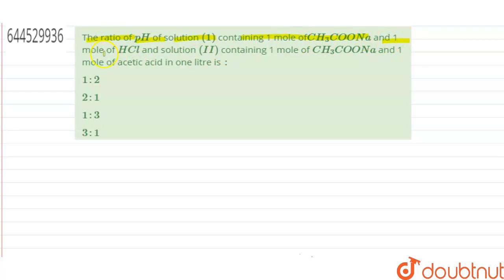The question given here is: the ratio of pH of solution 1 containing 1 mole of sodium acetate and 1 mole of HCl, and solution 2 containing 1 mole of sodium acetate and 1 mole of acetic acid in 1 liter, is? So we have to derive here the relationship between the two pH values. Let's consider both the cases one by one.